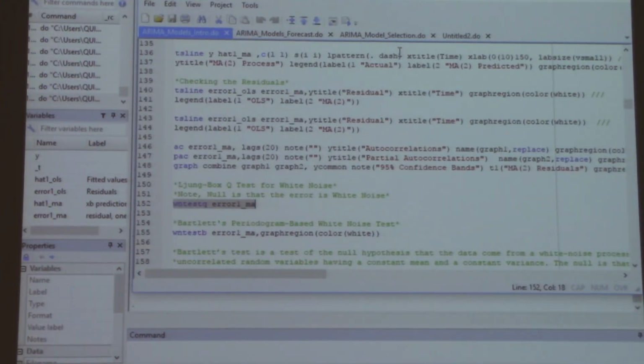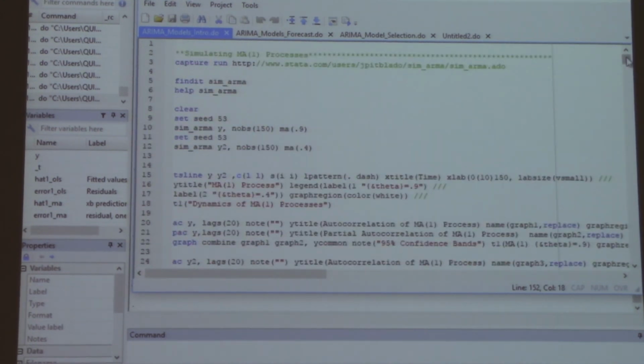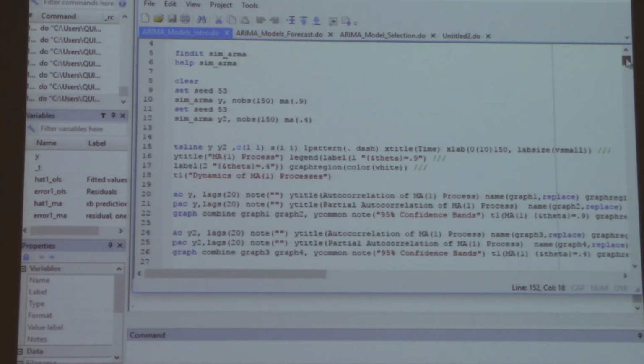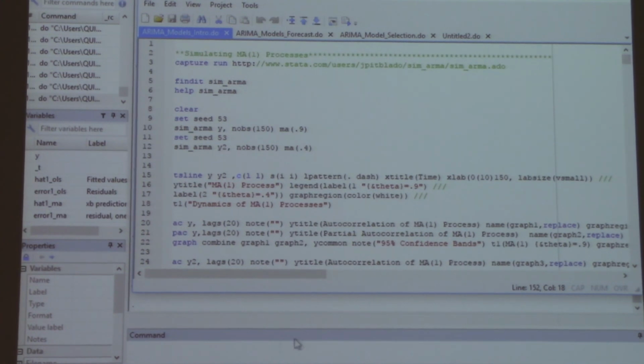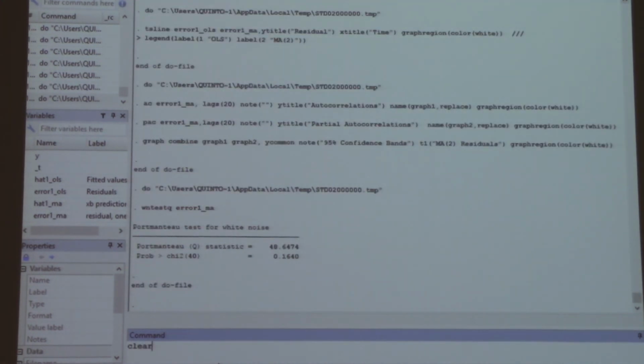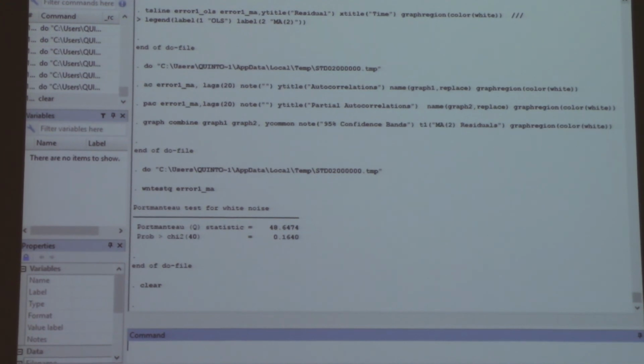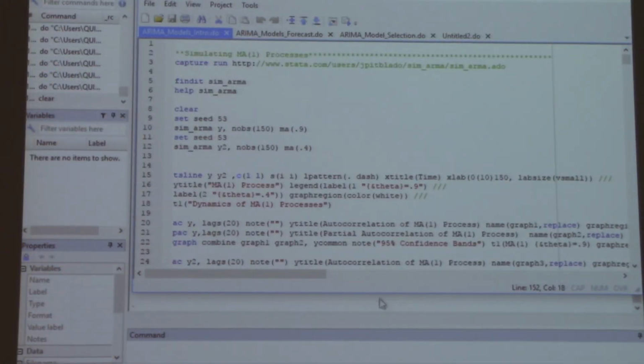All right, so let's go in, I want to do a simulation. You don't have this, but I do. So essentially, there's this simulation program. I'm going to construct those same 2 moving average processes.